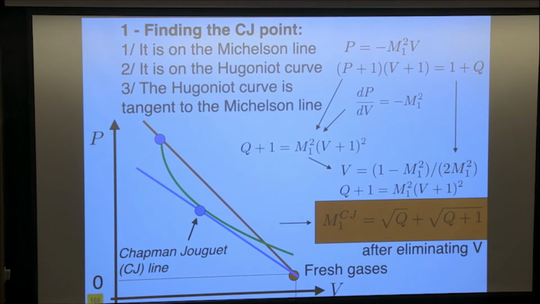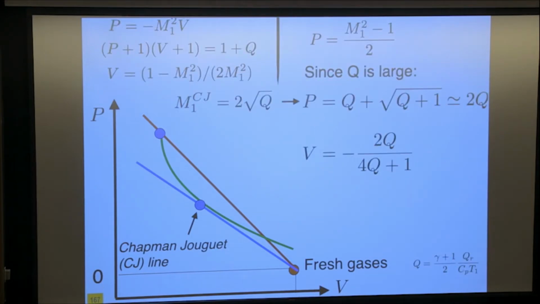So you just write here that you want the intersection of these two things at the tangent point here. So you write that the derivative dP/dV of this one is minus M1 squared, and you do the same thing for this one. You say they are equal, and bim, you find the Mach number. Square root of Q plus square root of Q plus 1. Isn't that simple? So it tells you that the Mach number of the detonation at the CJ point will be square root of 10 plus square root of 11 or something like this.